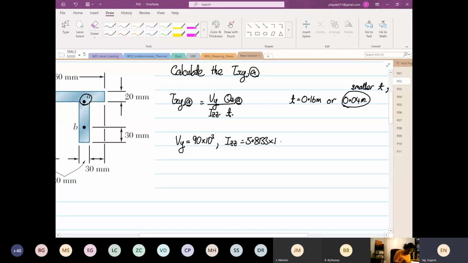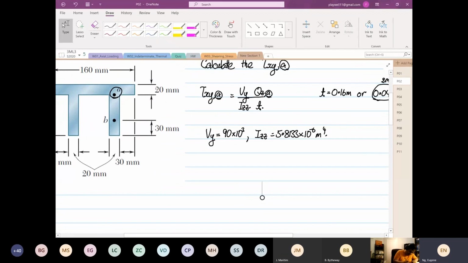So next we're going to calculate the Qz at point A. So it's equal to area times y bar. So the area, we're going to take the entire flange. So A is equal to the width, I like to do width multiplied by depth multiplied by y bar. So the width, we know that is 0.16. The depth is equal to 0.020.